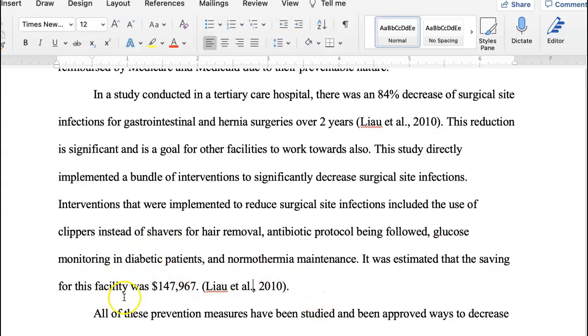So the estimated savings for this facility. And then you want to make sure that the citation goes within the period, unless it's a citation of 40 words or more, then you have to indent it. So just giving you feedback on APA.